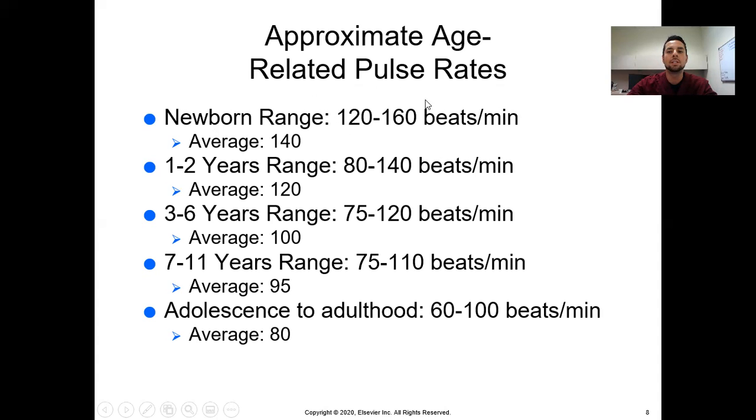So it's about 120 to 160. So their heart beats a lot. Then when it gets to about the 1 to 2 year range, it's about 80 to 140 beats a minute. 3 to 6, 75 to 120. 7 to 11, 75 to 100. And then from adolescence to adulthood, about 60 to 100 beats a minute. Okay. Now, these are just standard ranges through the American Heart Association, but they can vary based on the patient.